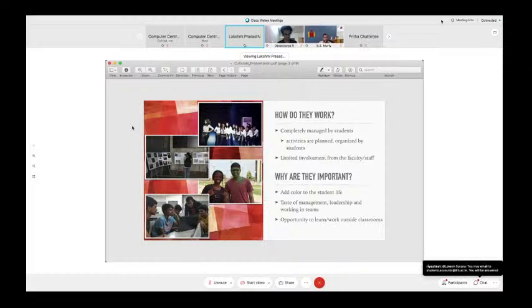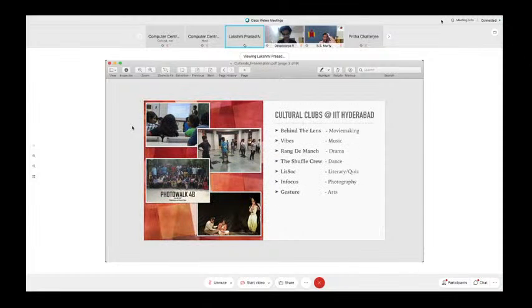And this is of course important because it adds a lot of color to your life on the IIT Hyderabad campus. It also gives you a taste of managing large events. It gives you a glimpse of teamwork, and it definitely inculcates leadership skills. And it is a good thing to get out of the classroom once in a while and engage in positive activities. So these are some of the cultural clubs at IIT Hyderabad.